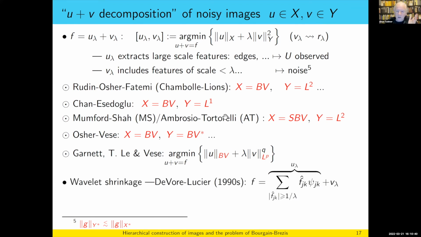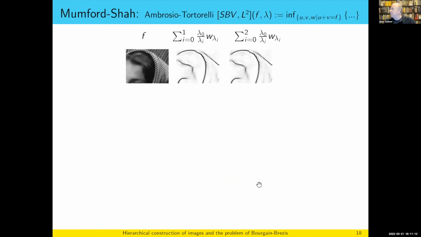And of course, there are other decompositions which do not fall into this category. I do not want to forget them. For example, wavelet shrinkage, where you take the substantial part, you do some thresholding. This will be the U, and then the rest will be the V. And this is related to another thing of Osher and his group, what is called iterated total variation with Bregman iterations and so forth. It requires really a lecture by itself, so I will have to skip and move on.